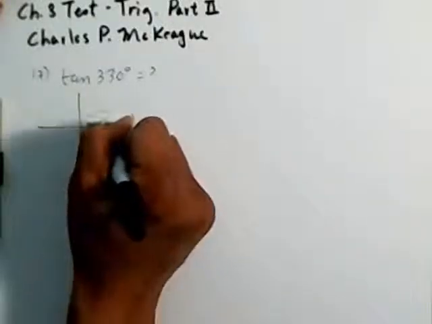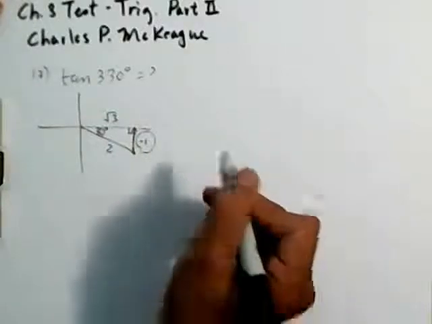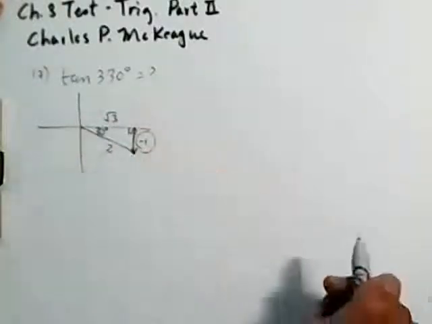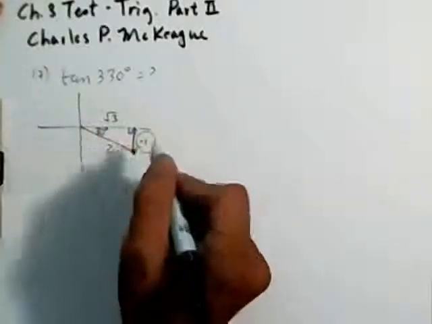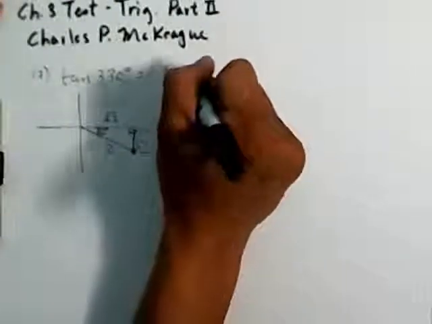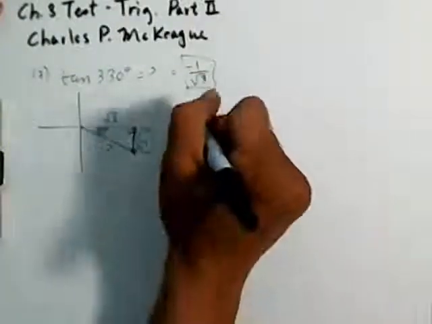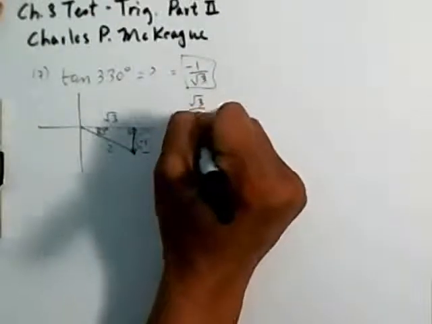It's going to be negative 1, root 3, and 2. This is the most important thing, guys. Make sure you get negative 1 because it's going down 1 unit, going root 3 and then 2. The tangent is the opposite over the adjacent, which is equal to negative 1 over root 3. That's your final answer. Or root 3 over 3 with a negative.